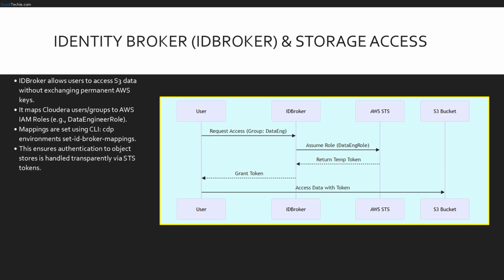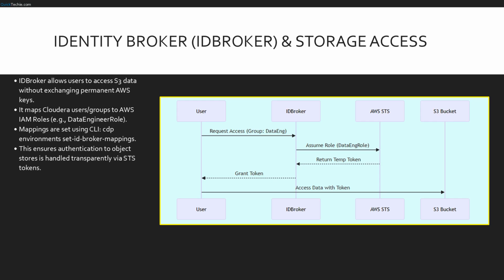How do users access this storage securely? The answer is the ID Broker. ID Broker allows your users to access S3 data without ever needing to handle permanent AWS access keys. It works by mapping your Cloudera user groups to specific AWS IAM roles, such as a data engineering role or a data science role. You configure these mappings using the CDP CLI command set-id-broker-mappings. When a user runs a job, ID Broker exchanges their credentials for a temporary AWS STS token, granting them ephemeral access to the S3 bucket defined in that role's policy.